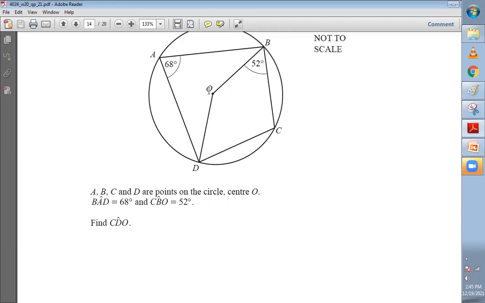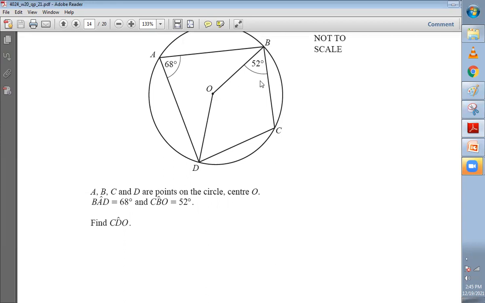B and D are coming to the center here. So the angle at the center here will be 2 times this 68. So you can find this angle, that will be 2 multiplied by 68. Another thing, ABCD is a cyclic quadrilateral. These are the two opposite angles, so you know that their sum will be 180. So if this is 68, this angle will be 180 minus 68.